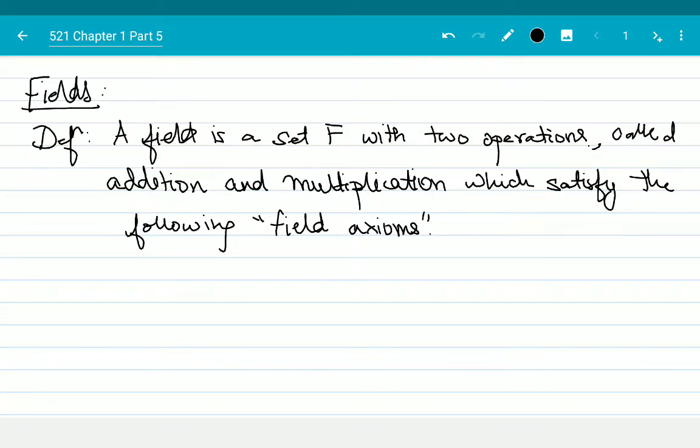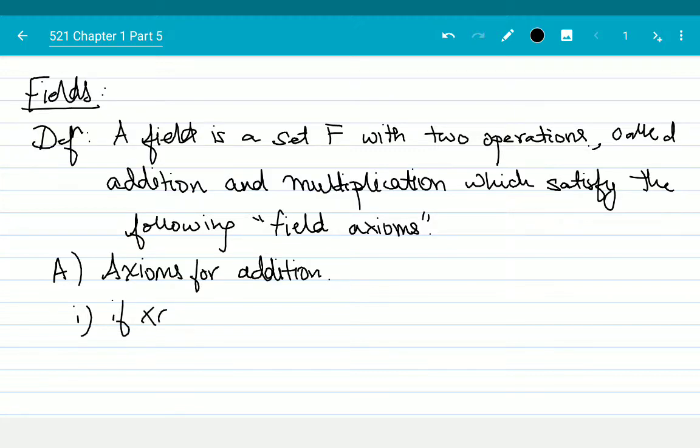First, let me follow the notation of the book. Axioms for addition. First, if x is in F and y is in F, then x plus y is in F.